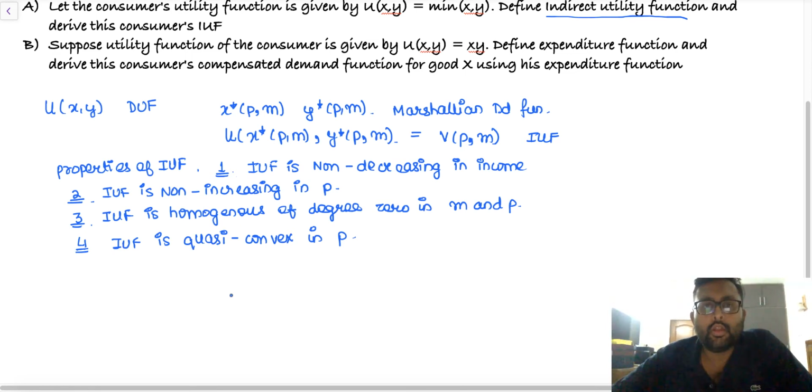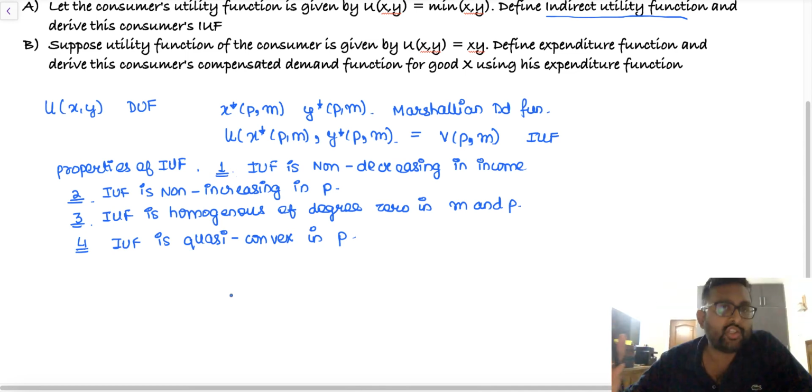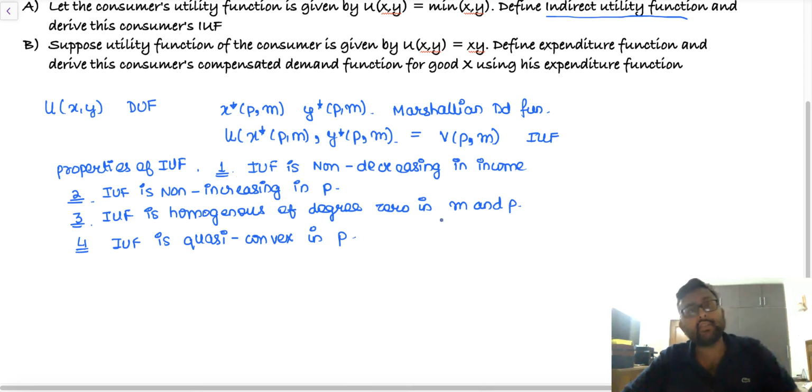So you should know that first, if income increases then welfare increases, utility increases, at least it won't fall. If prices increase then utility falls, at least it won't increase. If both income and prices double, then there is no change in utility. This is what is meant. So in case both income and prices double, then there is no change in utility.